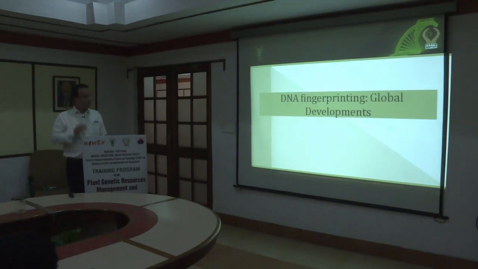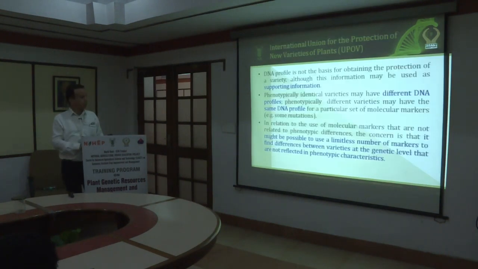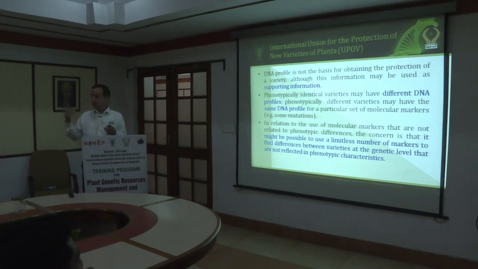So, coming to some of the developments at the global level. You might have heard of UPOV. Have you heard of it? International Union for Protection of Plant Varieties. There are many member countries of UPOV, and they don't recognize DNA fingerprinting technology for identification. They rely more on DUS, distinctness, uniformity and stability testing, for identity. But they say that DNA markers or DNA fingerprint techniques can be used as supportive evidence. The DNA profile is not the basis for obtaining protection of a variety, although this information may be used as supportive information.